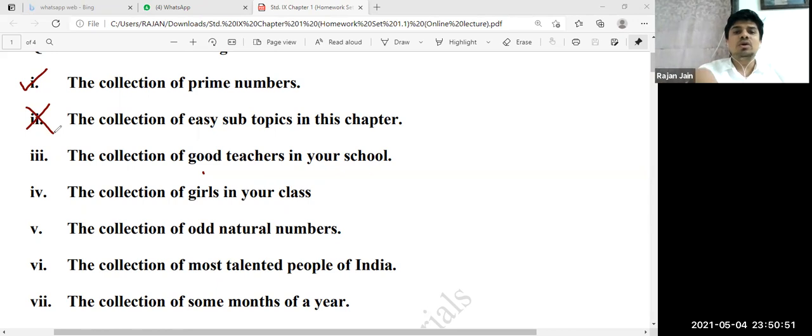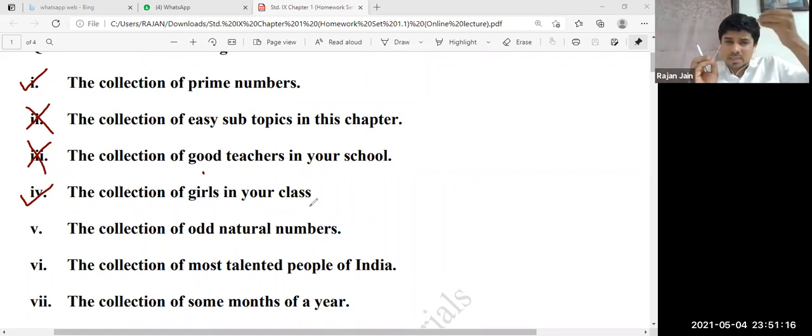Then, collection of good teachers in your school. Again, the term good becomes a relative term. Hence, this collection is not a set. Then, collection of girls in your class. Yes, you will say that this collection is a set, because it is specifically written girls in your class. If I select a particular student or a girl, you can say whether that girl belongs to your class or not. So given a particular element, you can decide whether that element will be a part of this collection or not. Hence, it is a set.